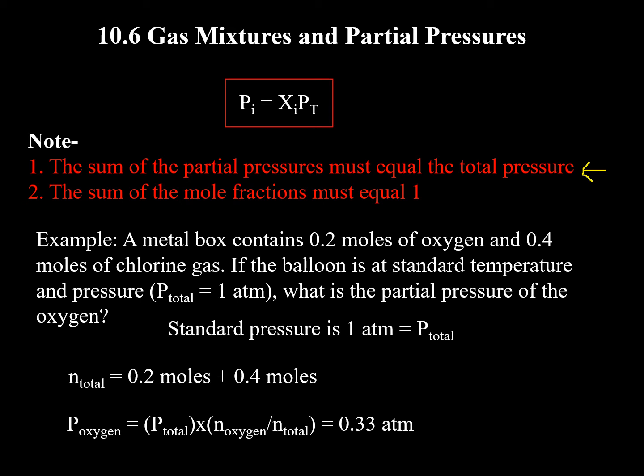So let's try this problem here. A metal box contains 0.2 moles of oxygen and 0.4 moles of chlorine gas. If the balloon is at standard temperature and pressure, P total is 1 atm, as you know, at standard temperature and pressure. What is the partial pressure of the oxygen? So we know the moles of oxygen and the moles of chlorine gas. So the N total is 0.2 plus 0.4 is equal to 0.6.